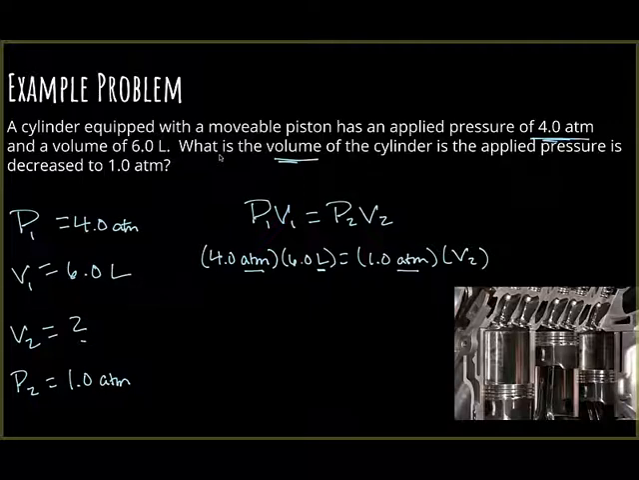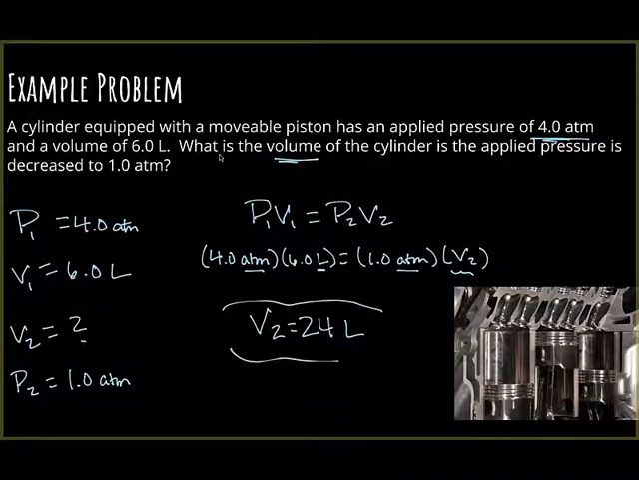So for this one, this is just like an algebra problem, so all I'm doing is solving for V2. So I'm going to multiply 4 times 6 divided by 1. So V2 for this one is going to be 24 liters. We still use our sig fig rules, so all of these have 2 sig figs, so my answer is going to have 2 sig figs.